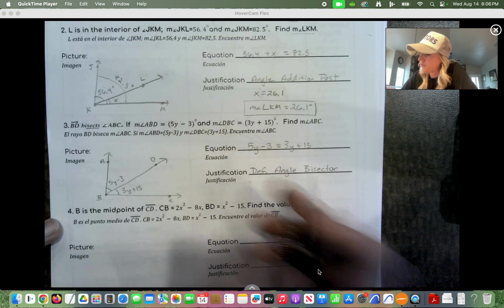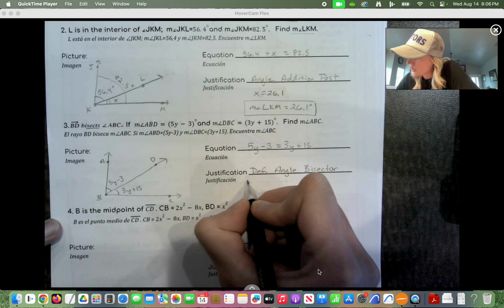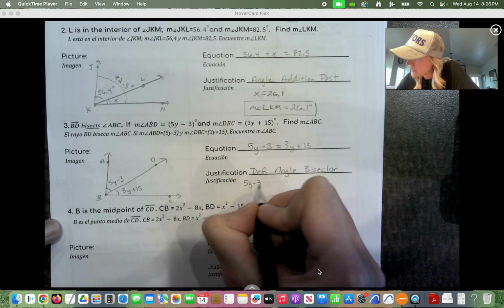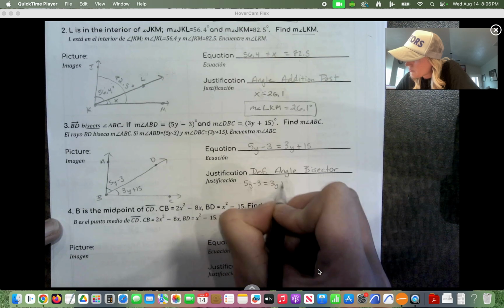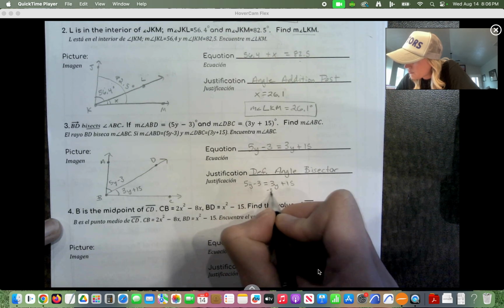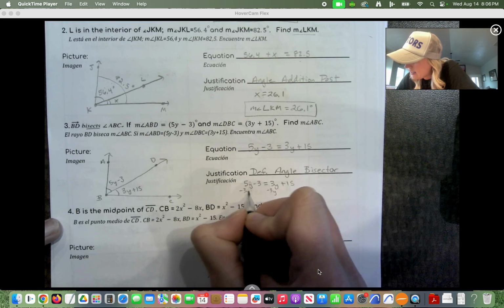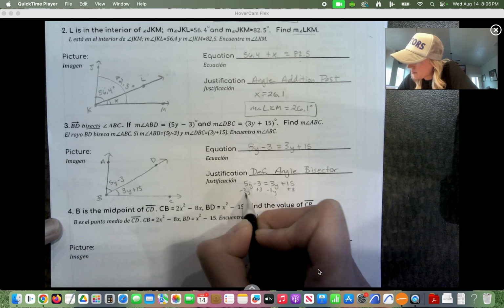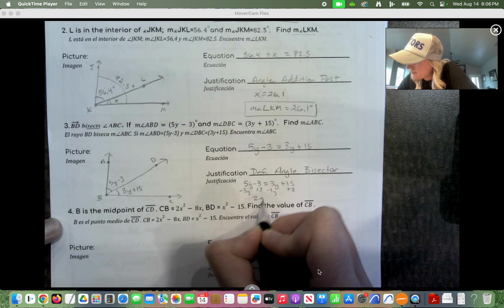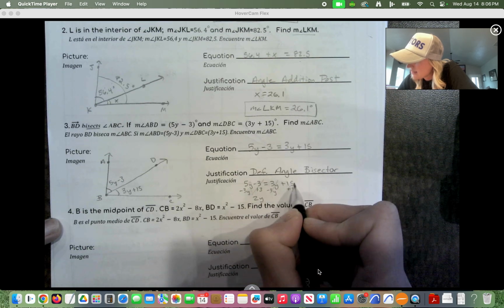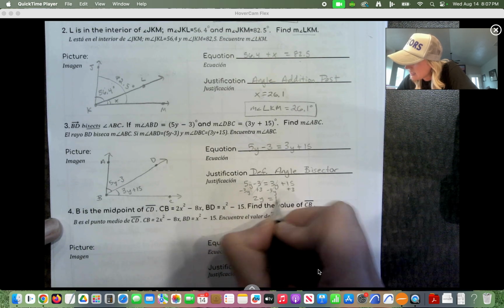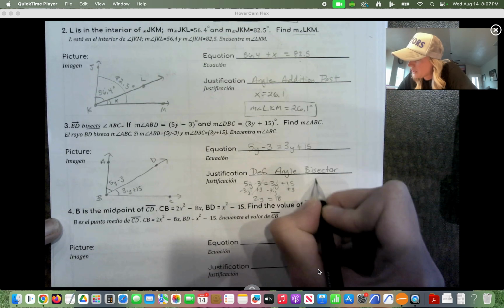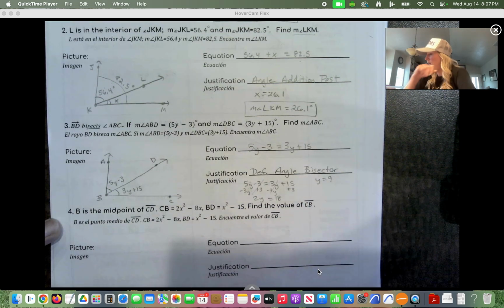So if I set those two equal, I'm going to rewrite my equation down here. So I've got 5y minus 3 equals 3y plus 15. So I'm going to subtract my 3y, and I'm going to add the 3. So I'm left with 5y minus 3y is 2y. Those cancel. And then 15 plus 3 is 18. Divide by 2, and we get y equals 9.